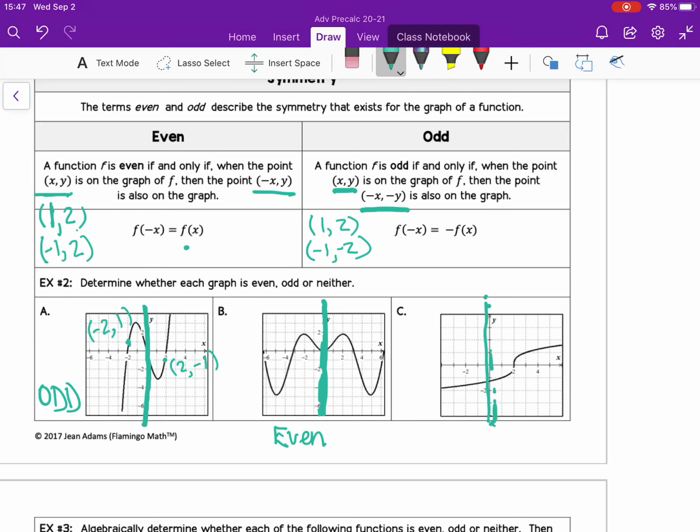I'm having some issues with my pen here and I'm not sure what's going on. Oh, maybe that's it. All right.